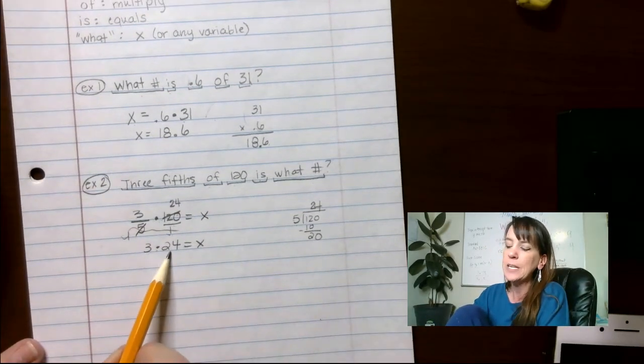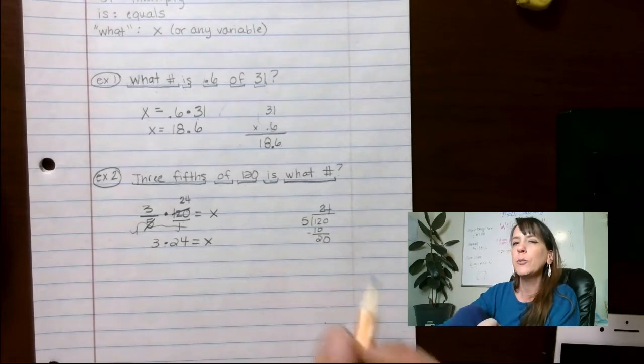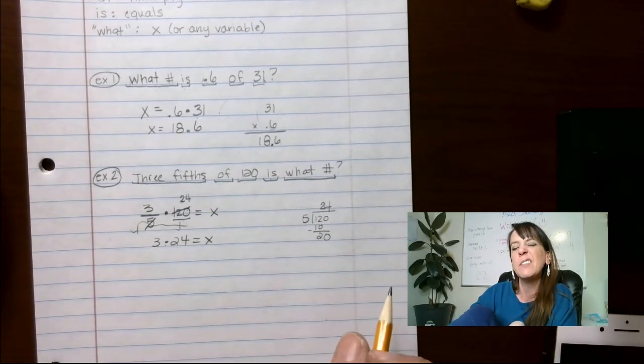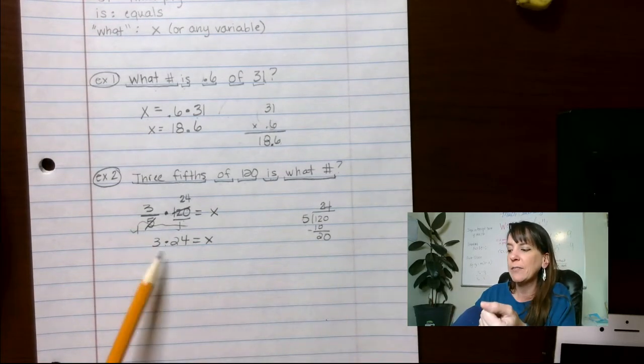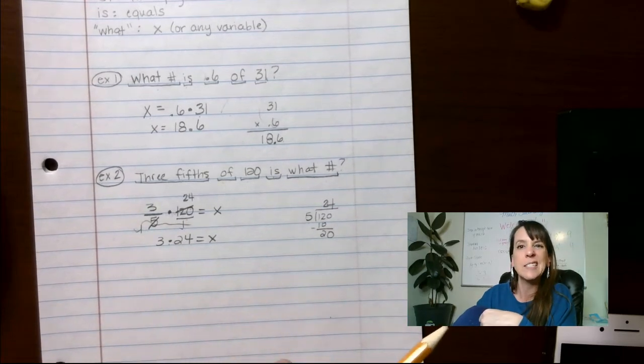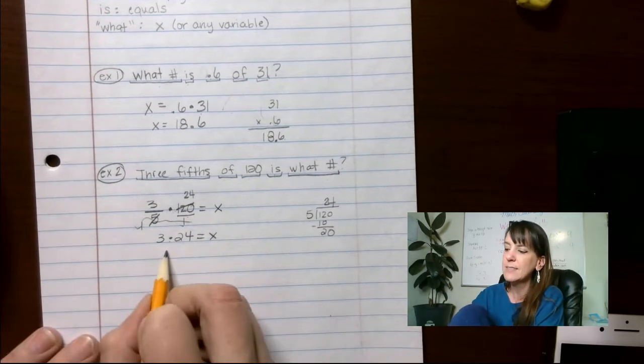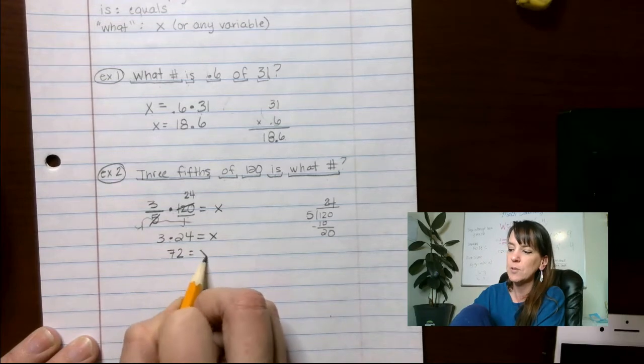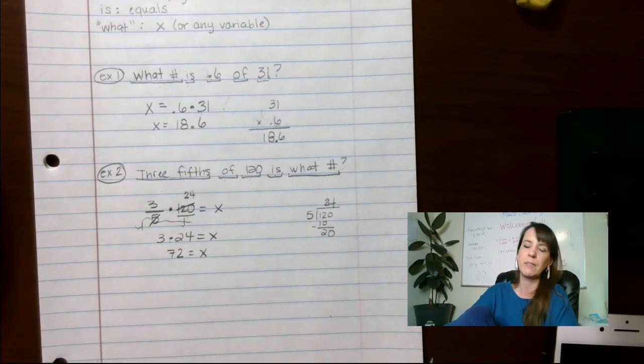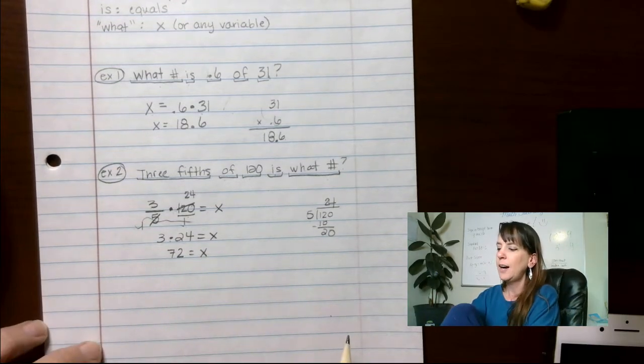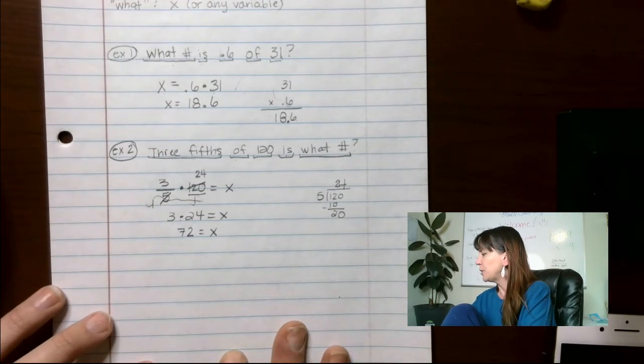Okay, so we're going to multiply 3 times 24. Well, we know 3 times 25, if you have 3/4, that's 75 cents, right? And then we have 3 extra ones. So we're going to take 75, subtract 3, and we get 72 equals x. Hopefully that made sense, my mental math. If not, don't sweat it. Okay, so that was example number 2.